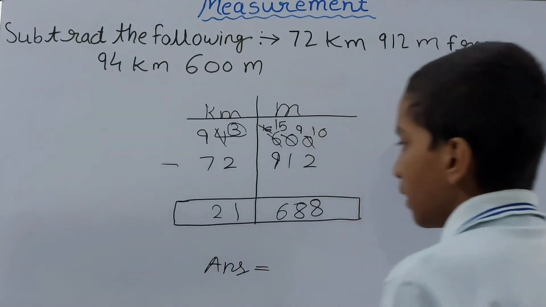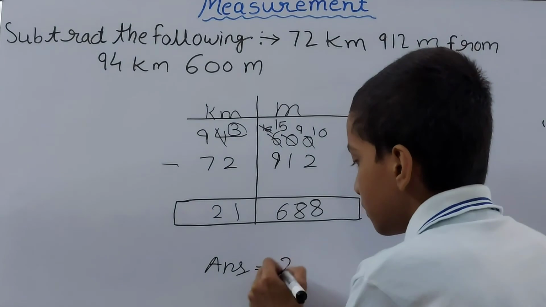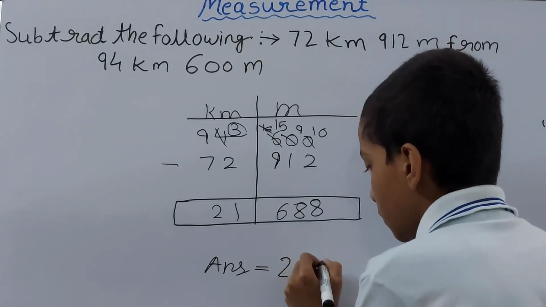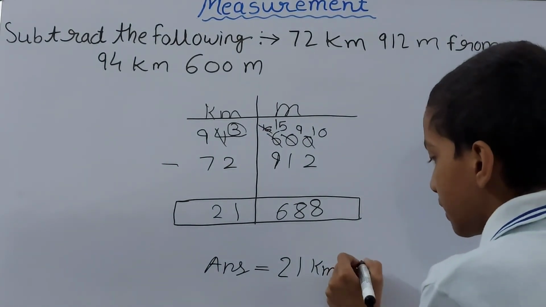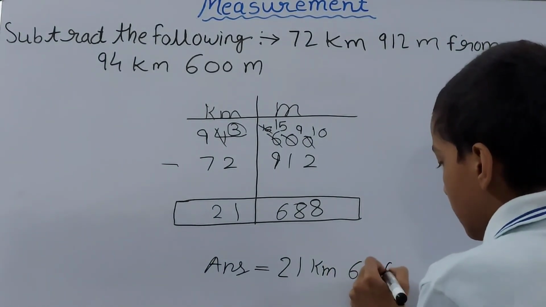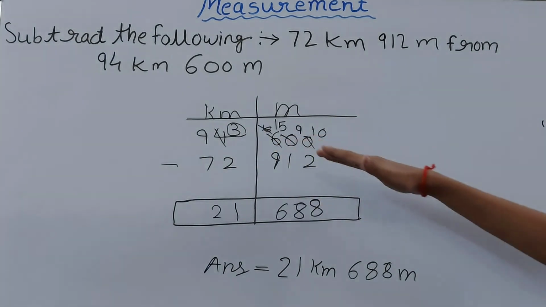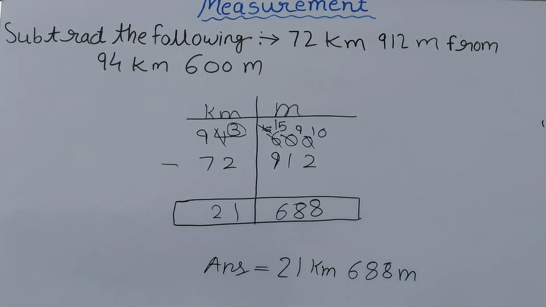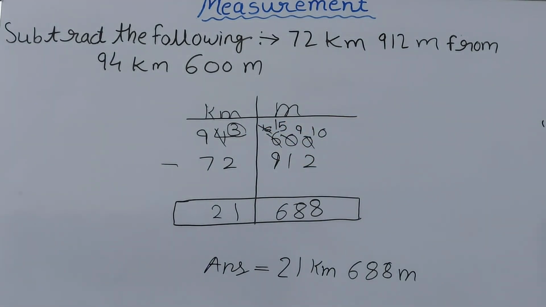What is the answer? Yes, it is 21 kilometers and 688 meters. So the answer is 21 kilometers and 688 meters when we subtracted 72 kilometers 912 meters from 94 kilometers and 600 meters.